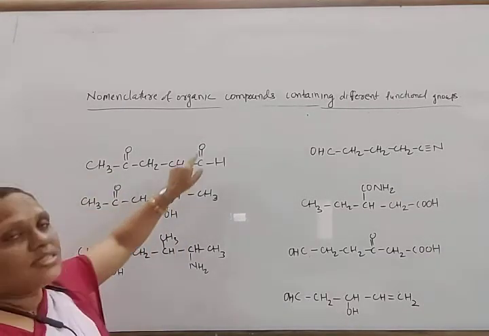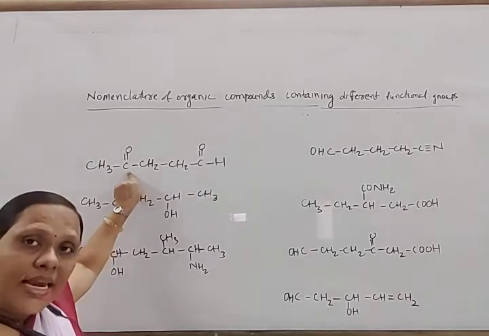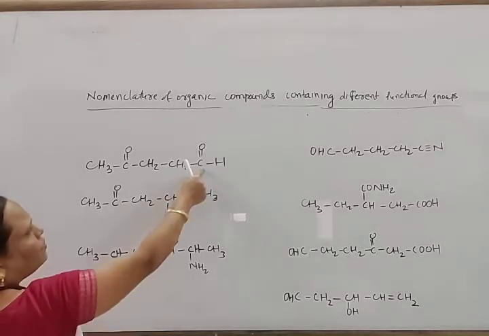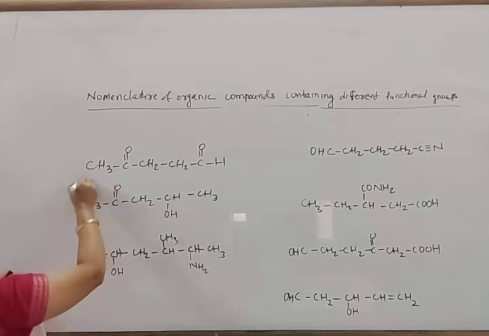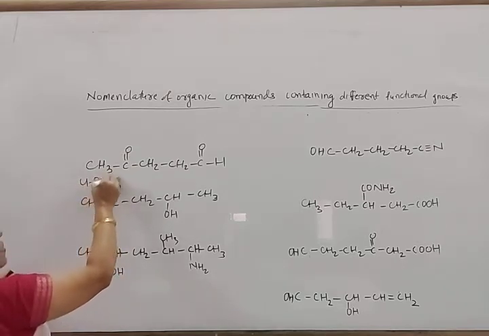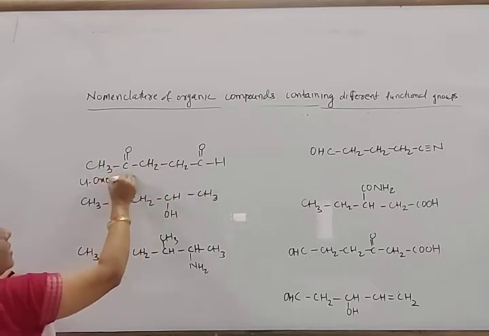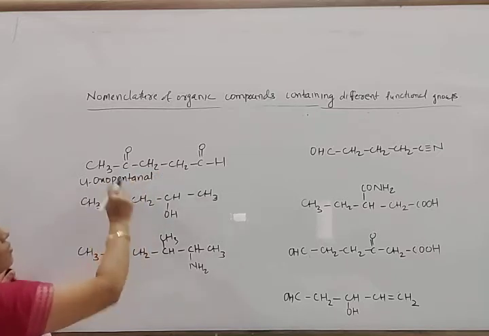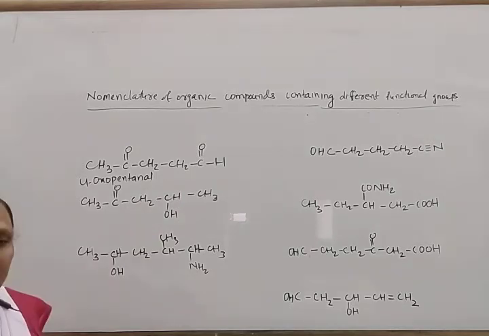Since CHO is there, the suffix is al, and for keto it is used as prefix. Now the name of this compound: start from here, 1, 2, 3, 4, 5. At the 4th position oxygen is there, so the name of this compound is 4-oxo, and with 5 carbons, pentane: 4-oxopentanal. 4-oxopentanal is the name of this compound. Okay.